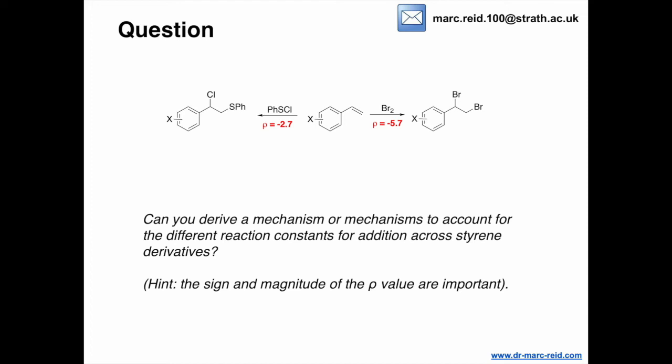Here's another example to keep your mind working on understanding Hammett relationships. For the reaction with the two different electrophiles with styrene, can you derive different mechanisms to account for the values of ρ provided? Remember to stop the video here if you want to give this question a go and come back later before revealing the answer.